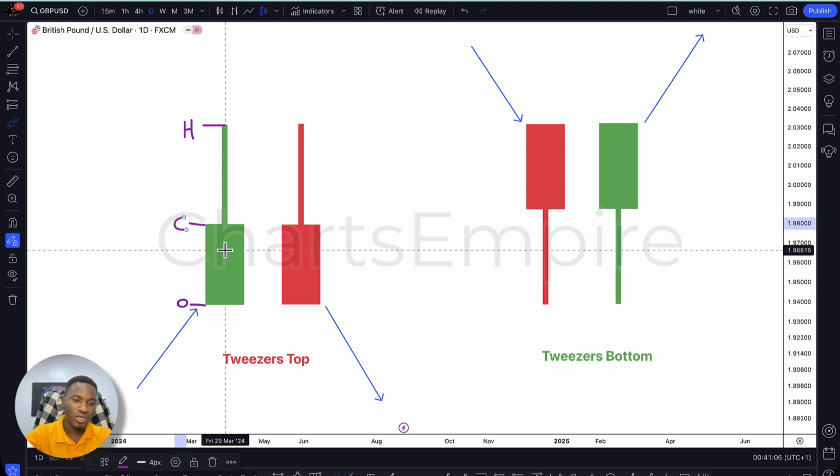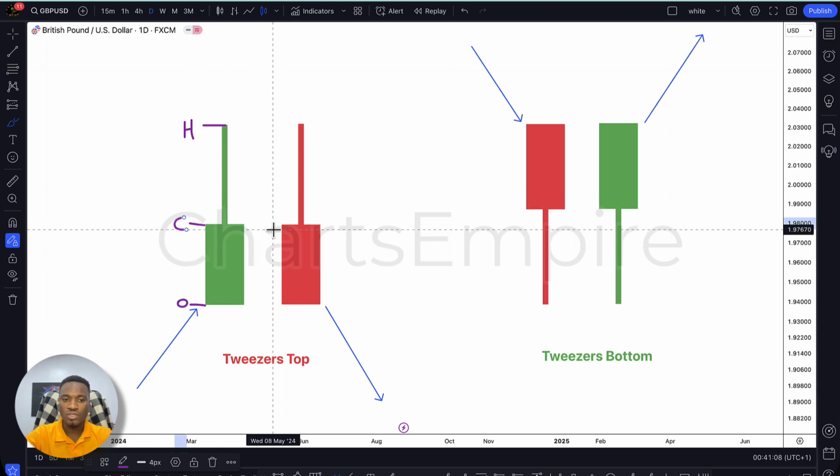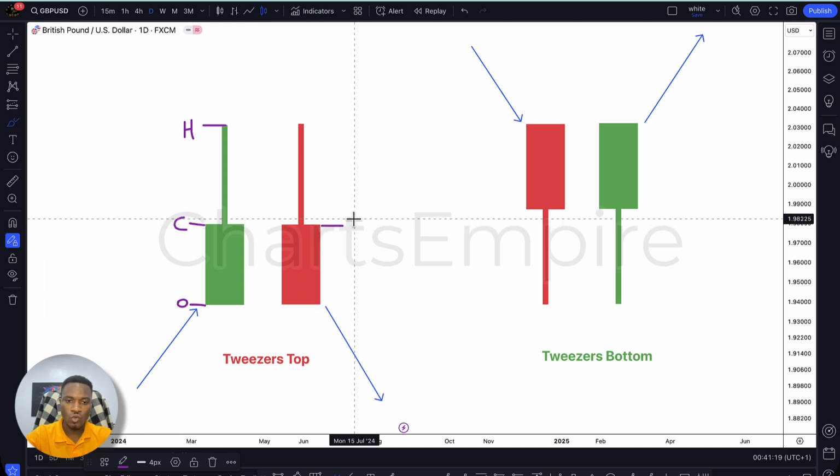Now on the next period, the sellers got in and they opened the price at the close of the first bullish candlestick of this pattern. So we have the open right here, but this time around the buyers got in and they pushed the price up again.